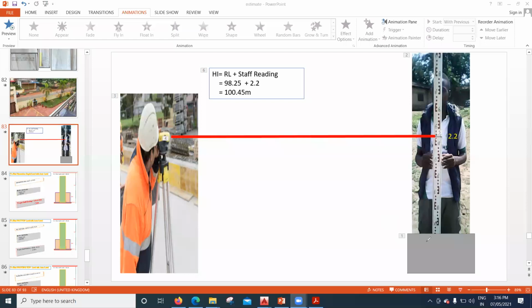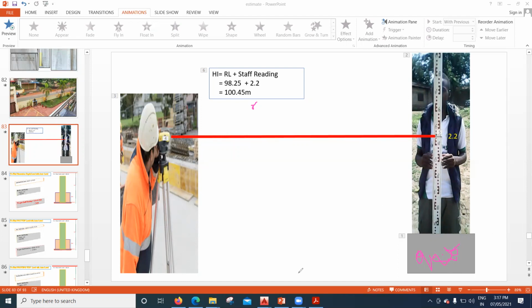Go to the temporary benchmark they have set up, and on it they are going to write the RL. Let us say the RL written is 98.25. You just have to keep the leveling staff over that, project your auto level from here, and look at the staff reading here, it is 2.2 meter. Immediately add it: 2.2 plus 98.25 gives you 100.45 meter, and this is my height of the instrument. This will remain constant throughout your project. In any project you do, this procedure is common everywhere. It's a very simple procedure.